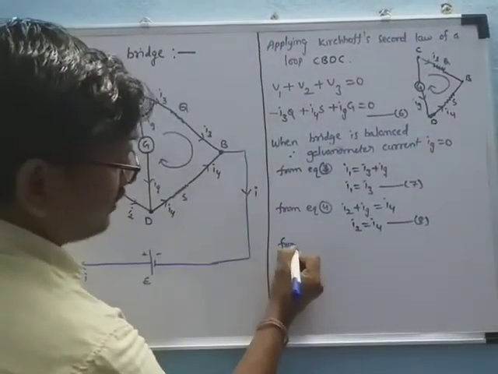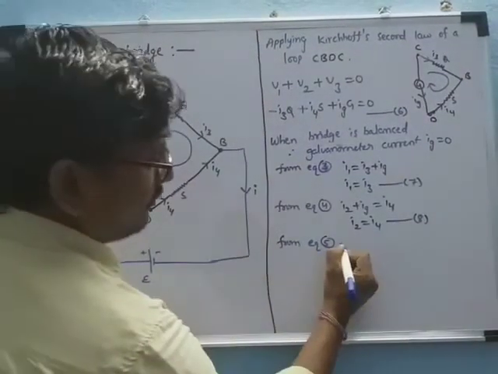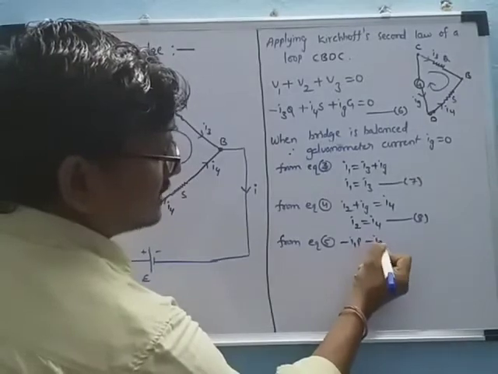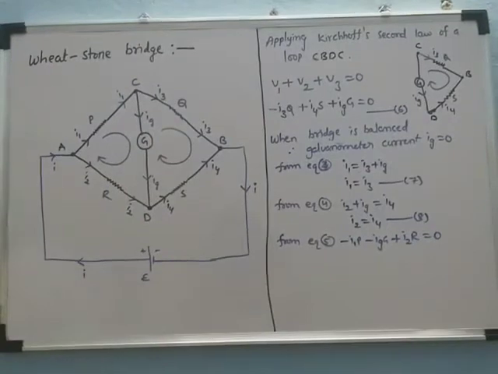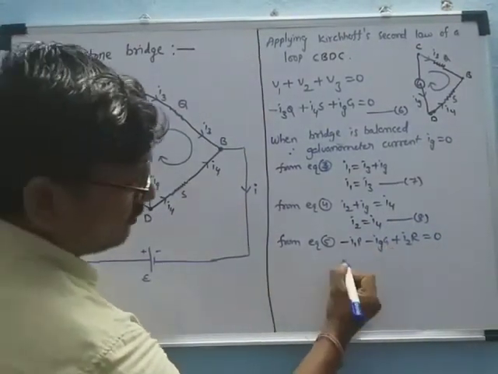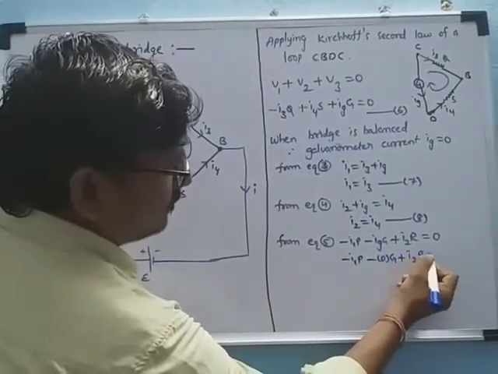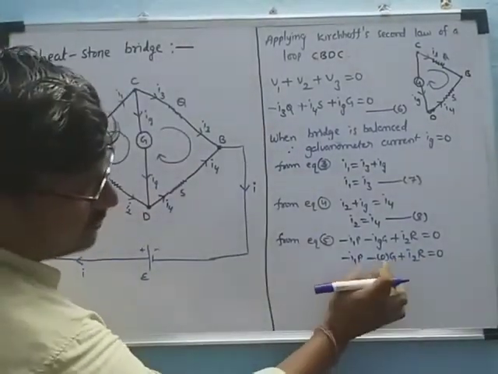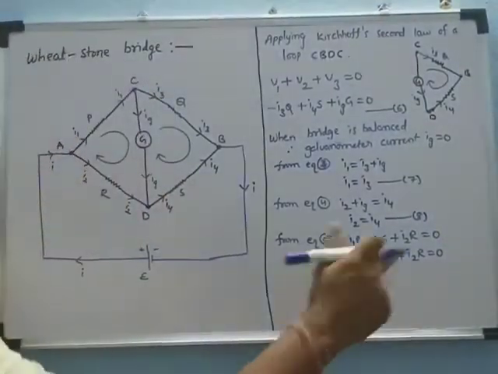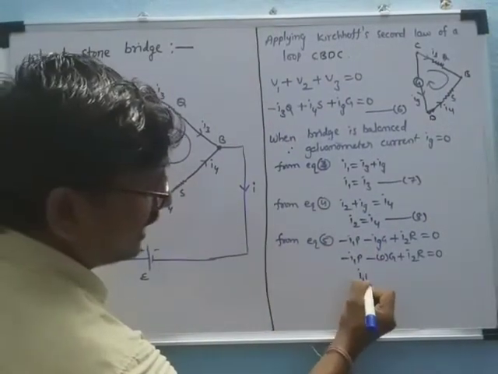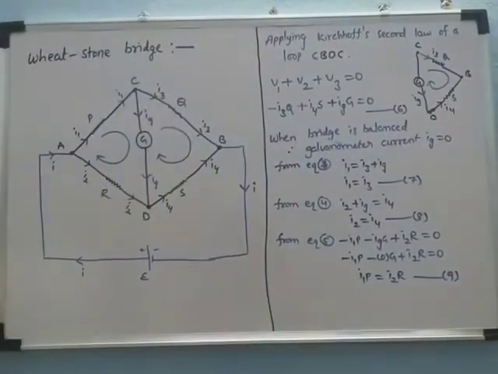Next, from equation 5: minus I1P minus IgG plus I2R is equal to 0. In this one, Ig is equal to 0. Minus I1P minus 0 into G plus I2 into R equal to 0. Now this 0 into something, this whole term can be 0. And the minus, taken to this side, minus minus gets cancelled. Then we can write I1P is equal to I2R. This is considered equation number 9.